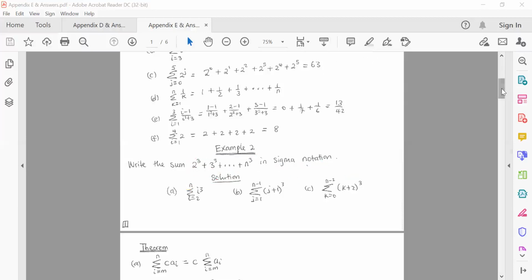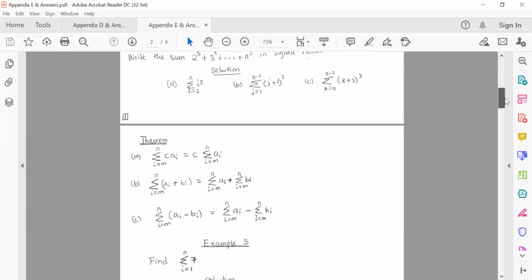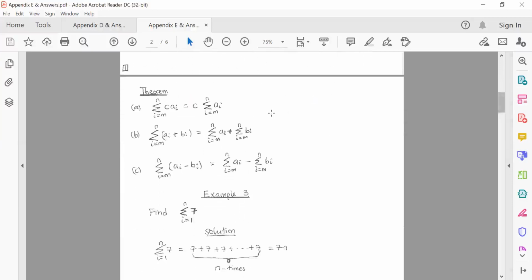Let's move to the theorem. What does the theorem say? The theorem says that if I take a constant c and I multiply it by the sum of a sub i, now, because c is a constant, you can take it outside of your sum.